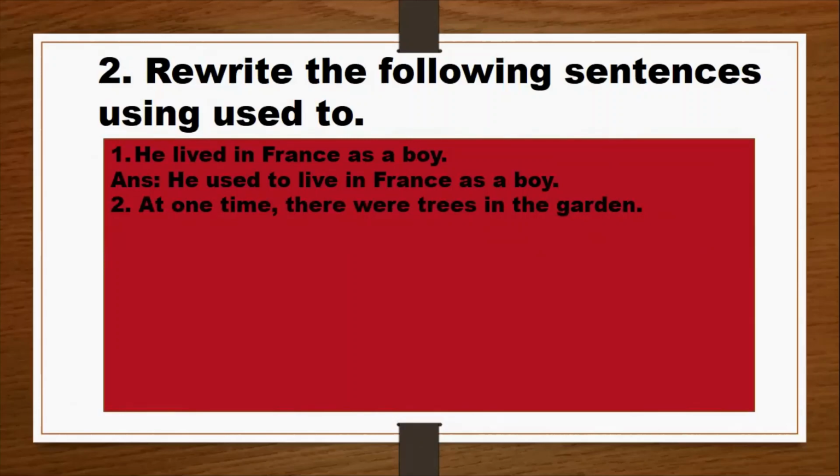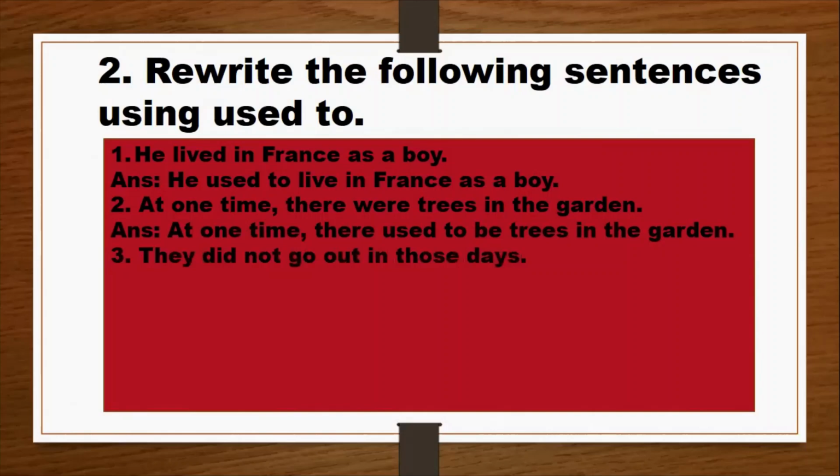Number 2, at one time there were trees in the garden. After used to, we always use verb 1. Therefore, the verb 1 of were is be. So at one time, there used to be trees in the garden. Number 3, they did not go out in those days, is the example of negative. So we say, they did not use to, USE only. They did not use to go out in those days.